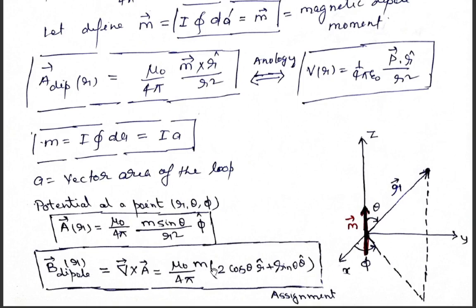If you go back to electrostatics, we tried to find the electric field due to a dipole. There we observed 1 upon 4 pi epsilon 0, and in place of m there it was p, and the bracket quantity was the same, that is 2 cos theta r unit vector plus sin theta theta unit vector. So again, the magnetic field due to a dipole and the electric field due to a dipole are quite analogous.